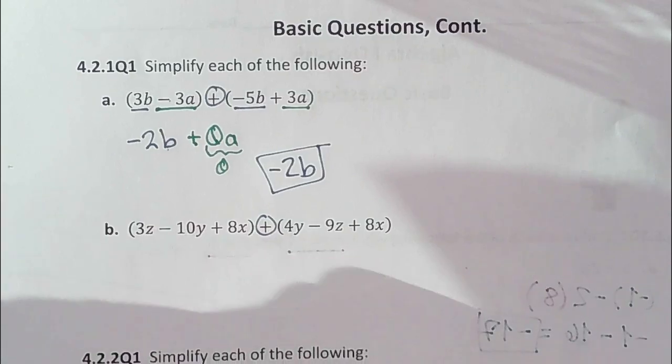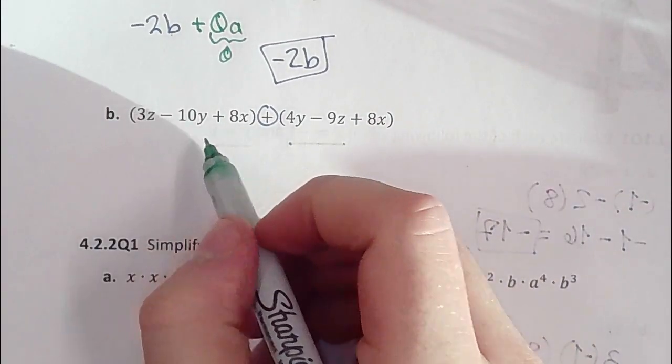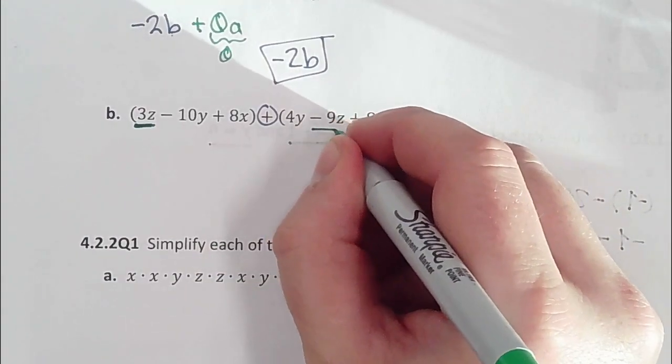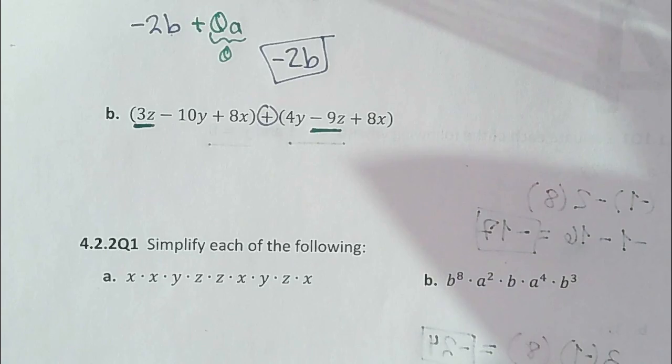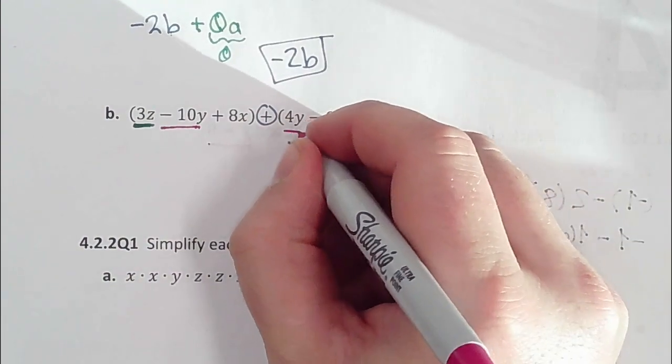It goes away. Down here, combining like terms, be careful. Remember, we're going to combine z's with z's, y's with y's, and x's with x's. So here's 3z's, and here's negative 9z's. Again, don't forget to bring that negative with it. We've also got negative 10y's, and we've got positive 4y's.